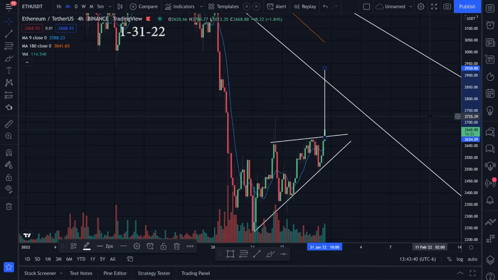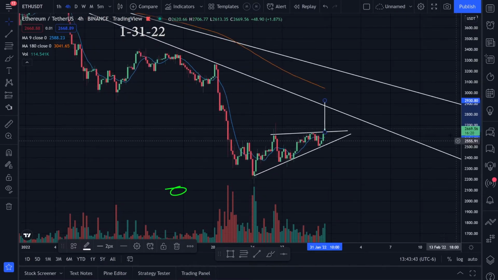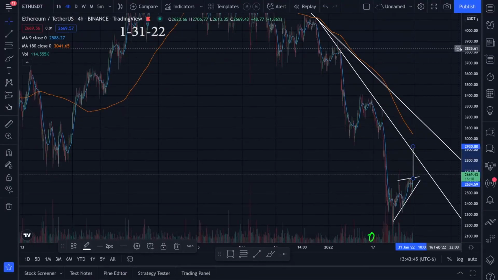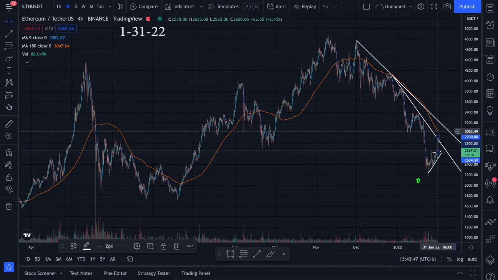What do you guys think though? Do you guys think we're going to get rejected and head down, or do you guys think we are starting to reverse and start to move back to the upside? Let me know in the comments.